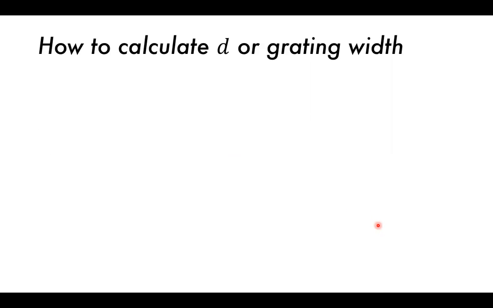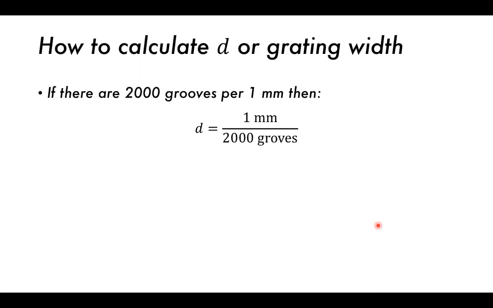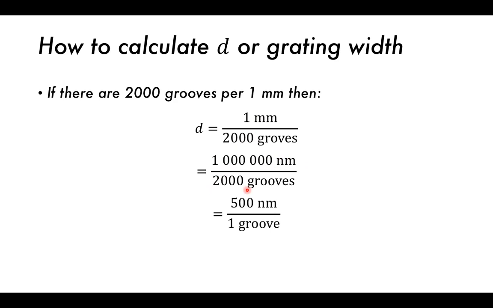So how do we calculate D, or the grating width? For example, if we have 2000 grooves per 1 millimeter, then D would be equal to 1 millimeter divided by 2000 grooves. Since 1 millimeter is 1 million nanometers, it's 1 million nanometers divided by 2,000 grooves, which means that there are 500 nanometers per groove. So that would be D for that particular instance.